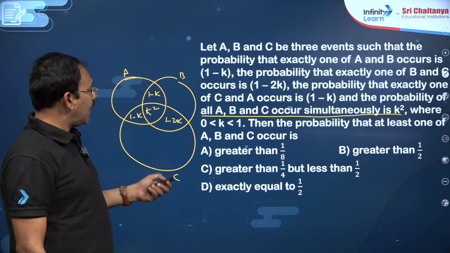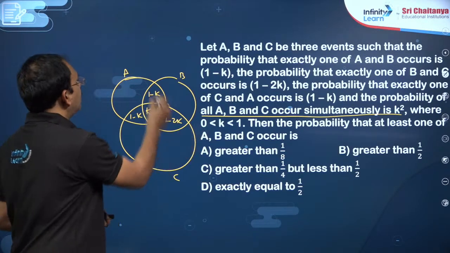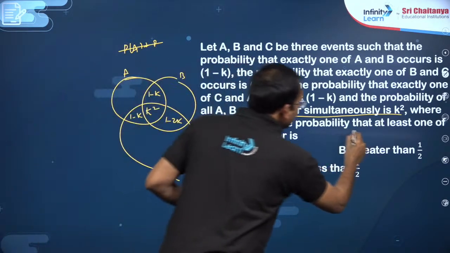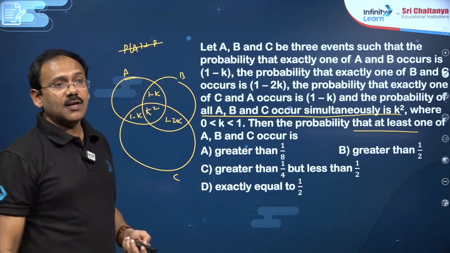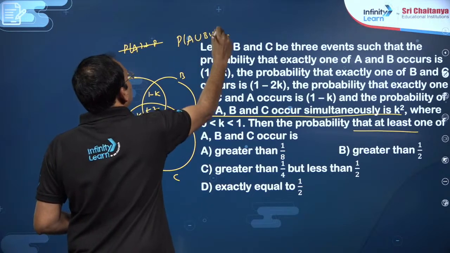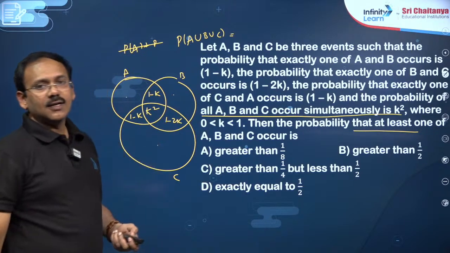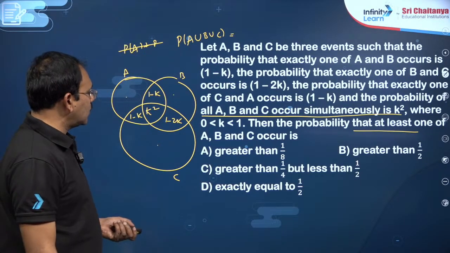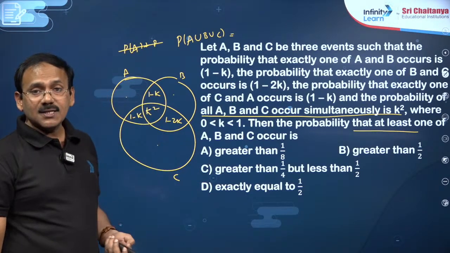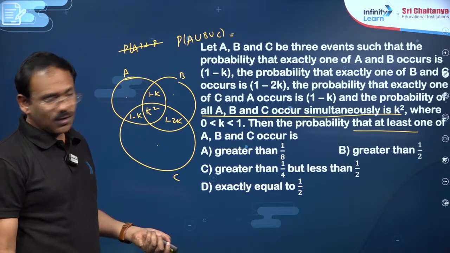Now, the probability that at least one of A, B, C occurs means P of A union B union C, my dear friends. So he is asking about P of A union B union C. This must be the sum of these three plus these three. Together, it must of course be less than or equal to 1, from which you will get an inequation. First of all, the sum of these three must be less than or equal to 1, and each one must be greater than or equal to 0 and less than or equal to 1, my dear friends.